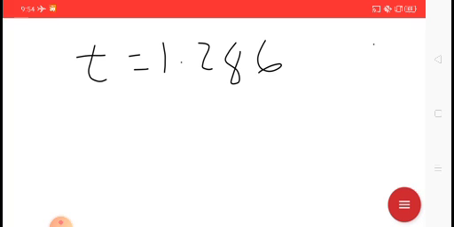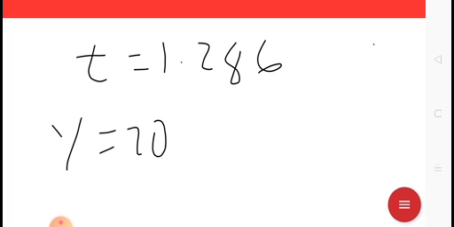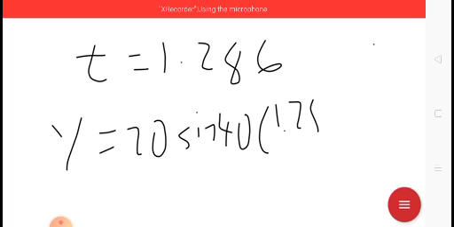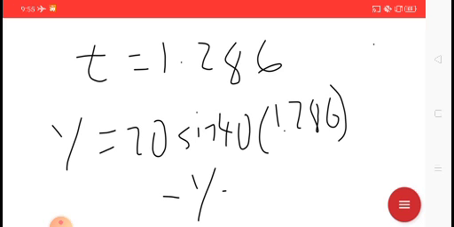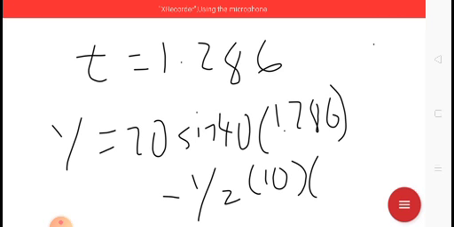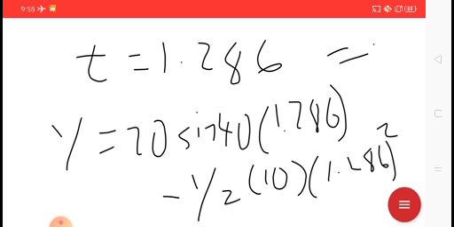Okay, so in this situation, you want to find the maximum height, meaning you can directly put in the y formula. u is 20, 20 sine 40, times 1.286, minus half g t square, right? Okay, so all the values are just put inside, so you should be able to get the maximum height equal to 8.26 meter.